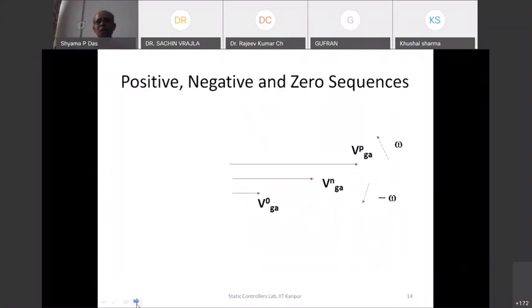So the positive sequence component, VGA superscript P, will rotate in the anticlockwise direction with a speed of plus omega. The negative sequence component, VGA superscript N, will rotate in the clockwise direction with a speed of minus omega. That's the negative speed, because the positive sequence and the negative sequence will rotate in the opposite direction. And the zero sequence components are cophasal, so the zero sequence doesn't rotate, it stays there, VGA 0. So we can break down for every phase the voltage into a positive sequence component, a negative sequence component, and a zero sequence component.